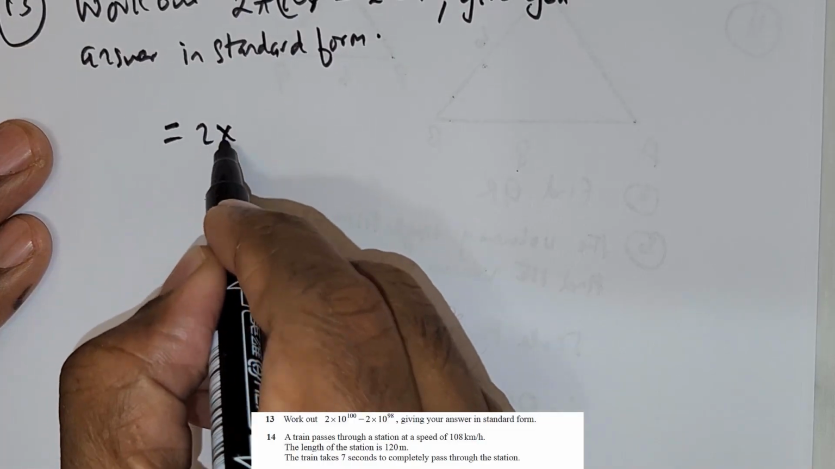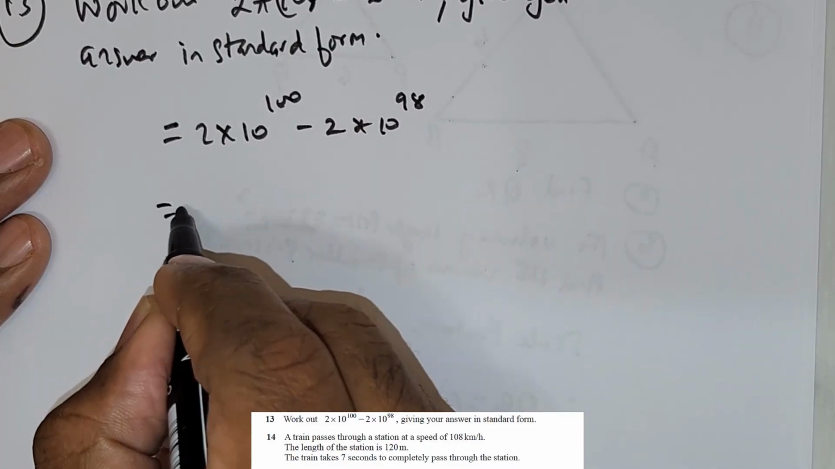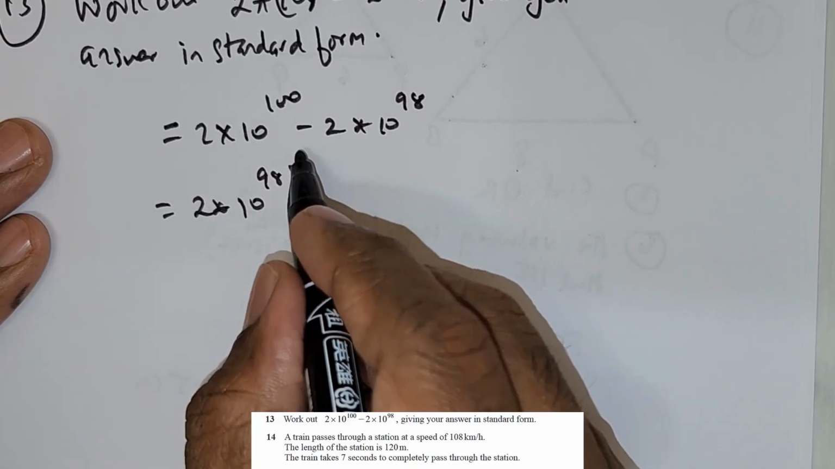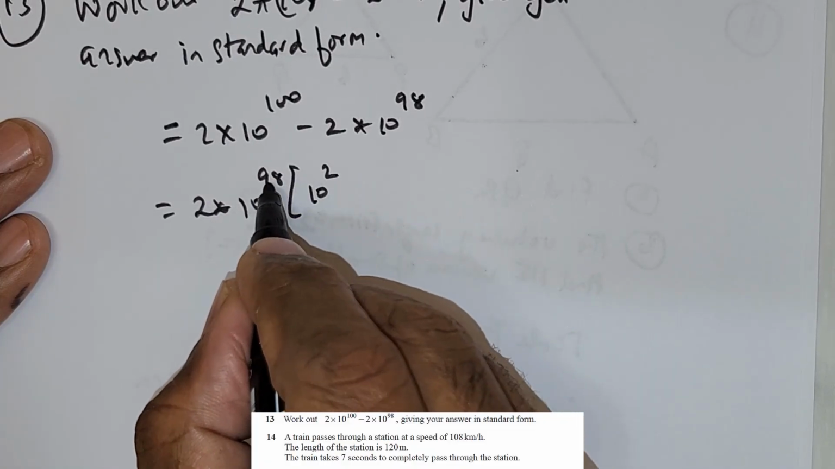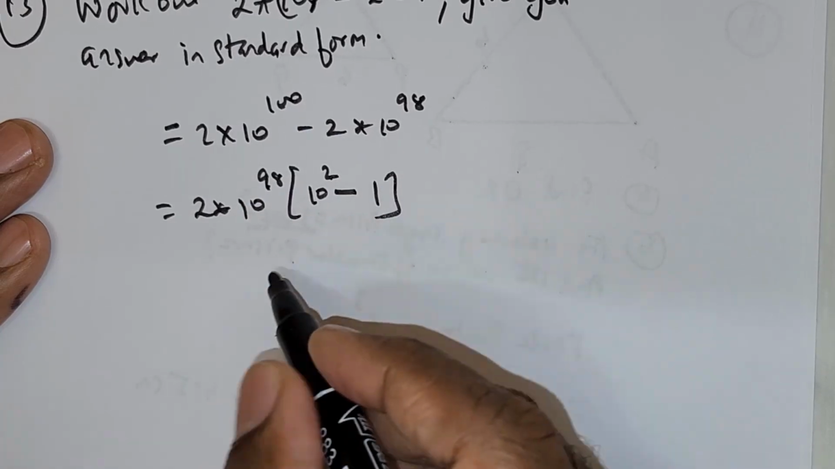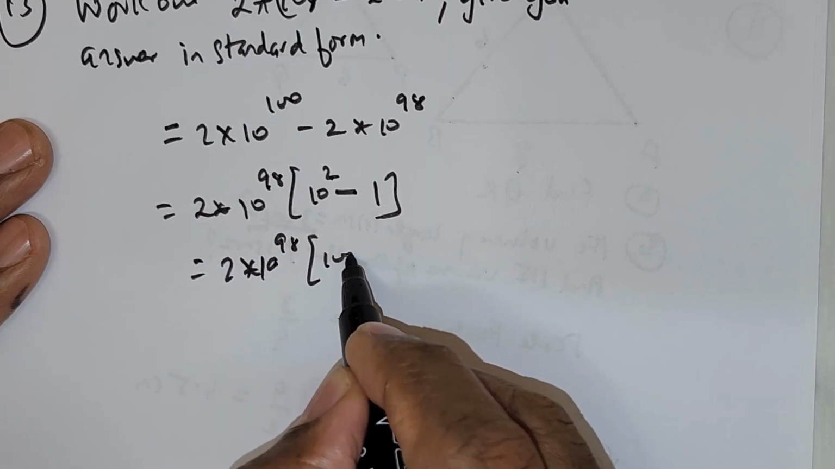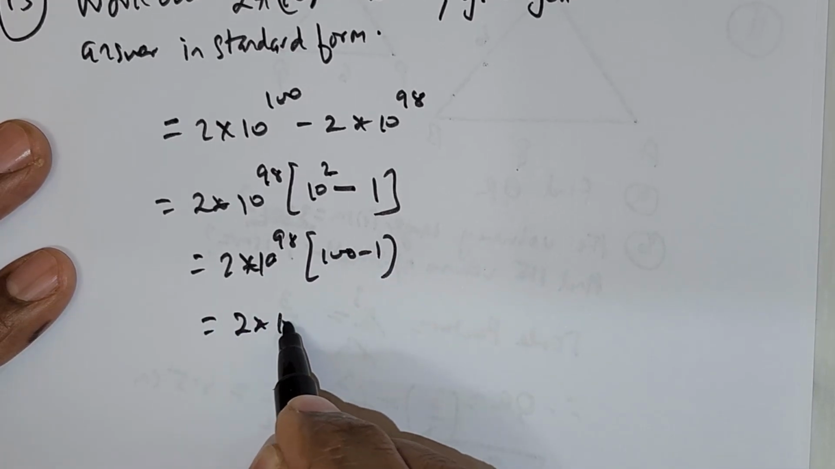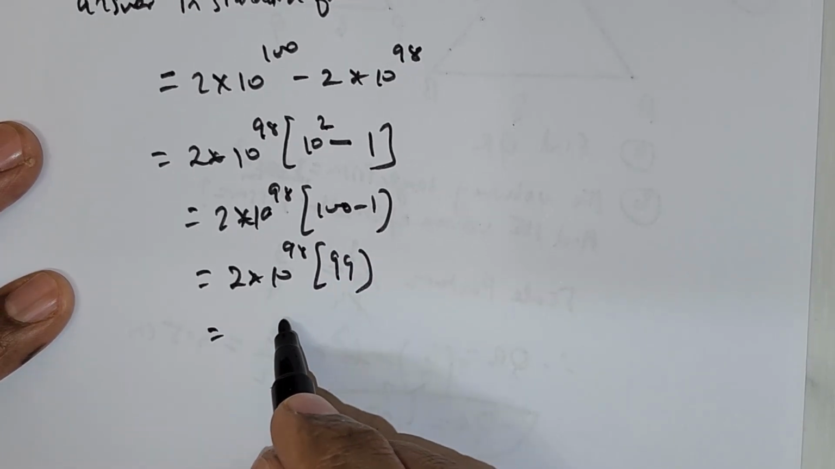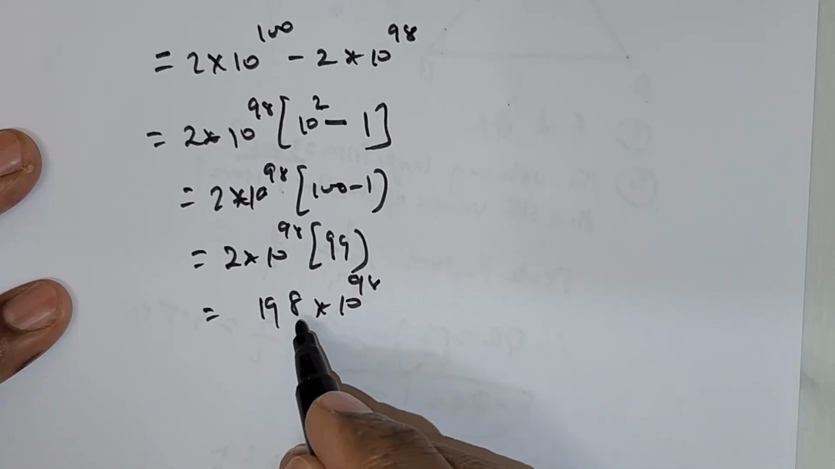So we are asked to give 2 times 10 raised to the power of 100 negative 2 times 10 raised to the power of 98 in standard form. I would be taking 2 times 10 raised to the power of 98 out. That would give me 10 squared, because 98 added with 2 would give me 100, followed by negative 1. So this is 2 times 10 raised to the power of 98 times 100 negative 1. That's going to be 2 times 10 raised to the power of 98 times 99. 2 times 99 is 198, so 198 times 10 raised to the power of 98. But this is not in standard form.